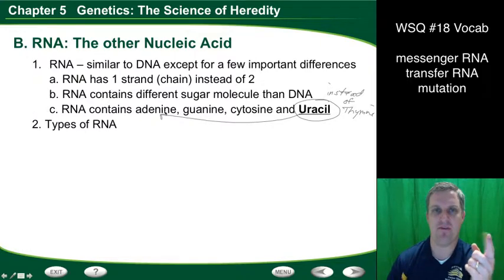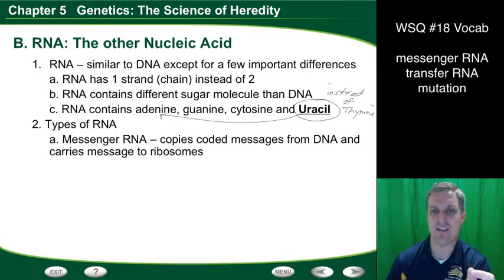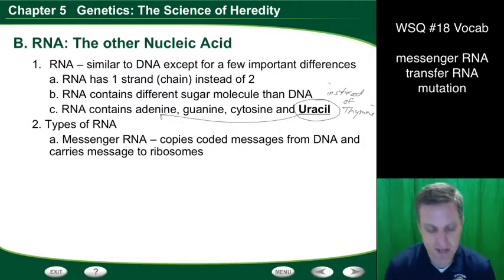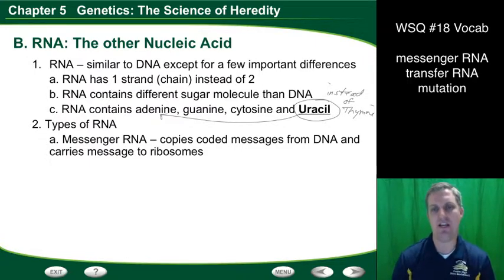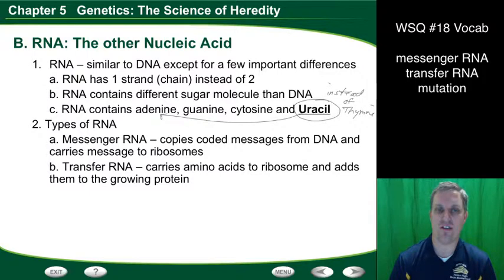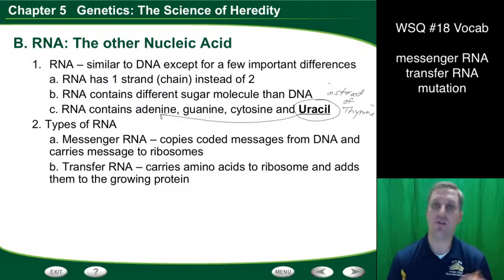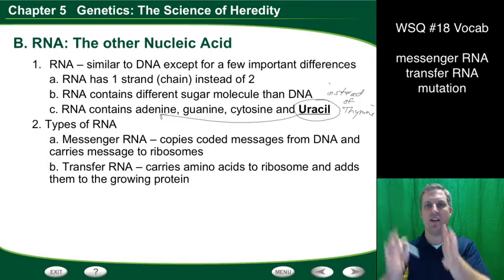Also, there's only one type of DNA, but there's actually two types of RNA. We have the first type known as messenger RNA. Messenger RNA's whole design and function is to literally copy coded messages from the DNA, so to go into the nucleus, make a copy of the DNA, and then carry that message to the ribosomes. And at the ribosomes, that's where the messenger RNA gives the coding for the particular proteins that need to be produced. Transfer RNA, on the other hand, carries amino acids to the ribosomes and adds the amino acids to the growing proteins.